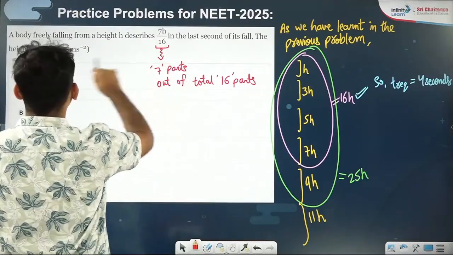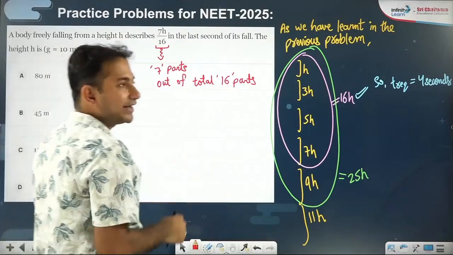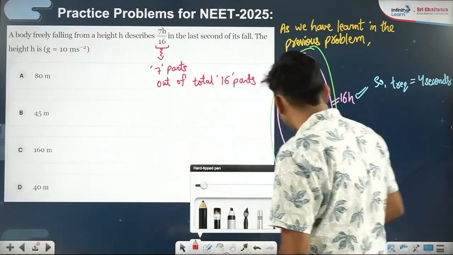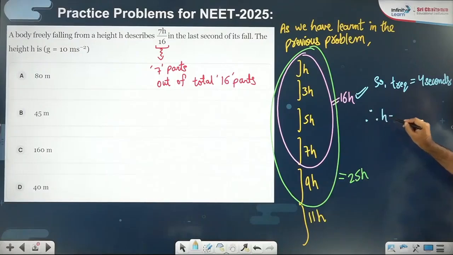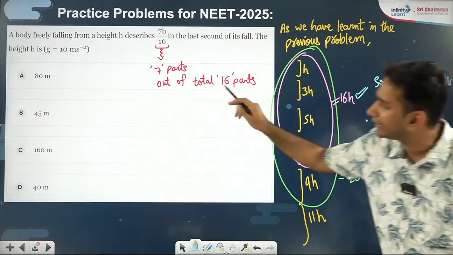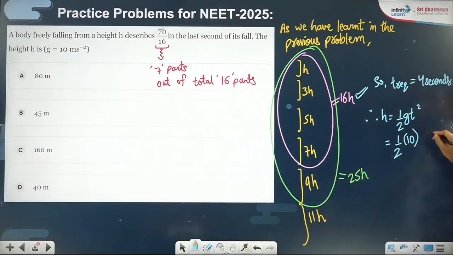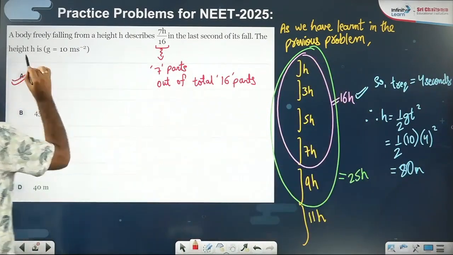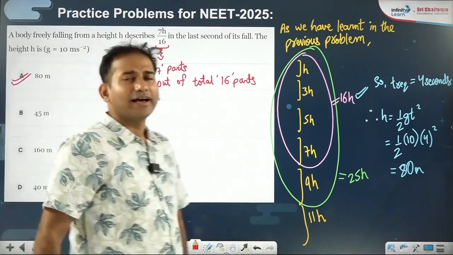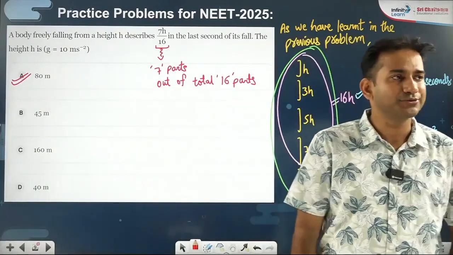So the time required is going to be 4 seconds. Therefore, the height will be equal to ut plus half gt square. Here u is zero, so it is only half gt square. Taking acceleration due to gravity as 10, and t square as 4 square, which is 16, we get 16 into 10, 160 by 2. The answer is going to be 80 meters. I hope the basic idea is clear to you.